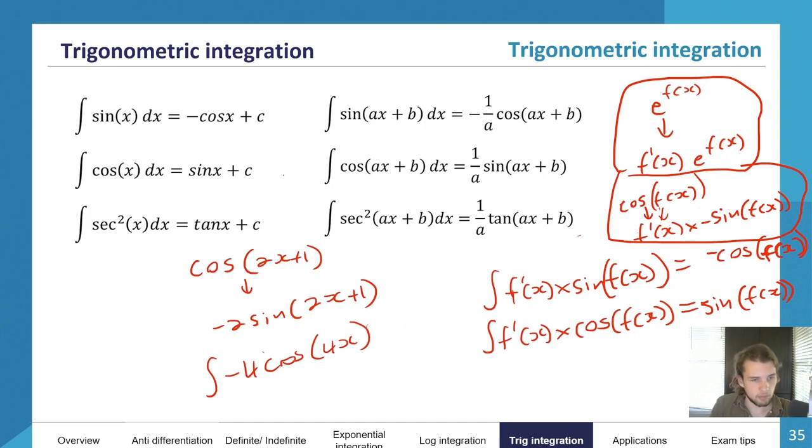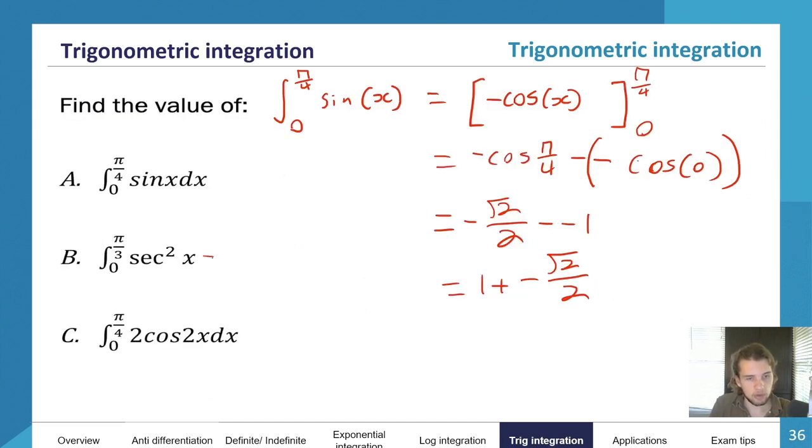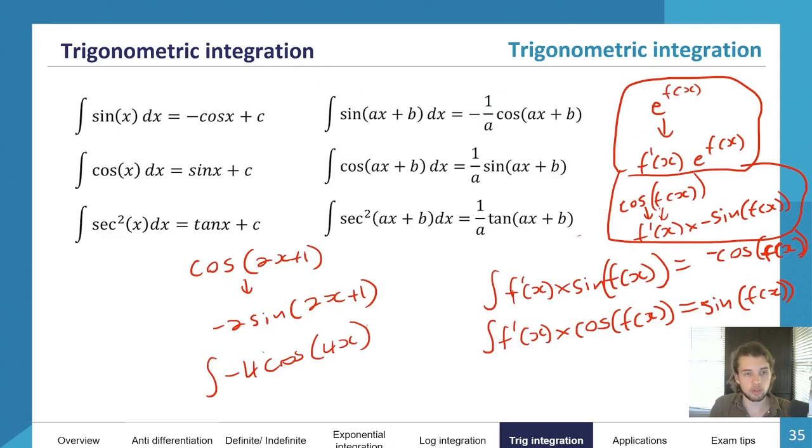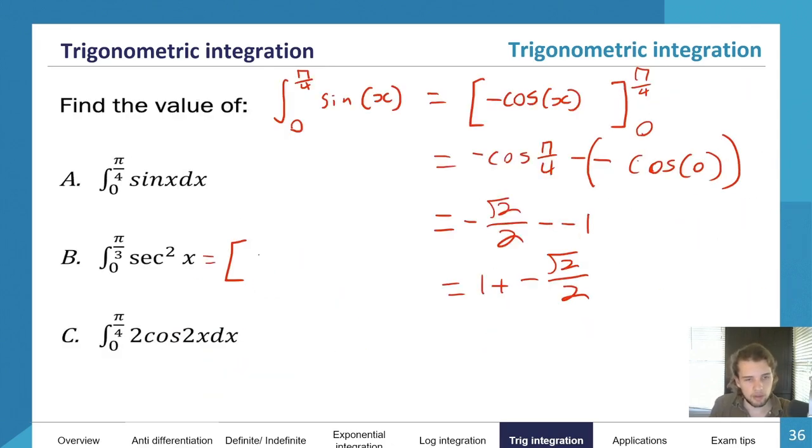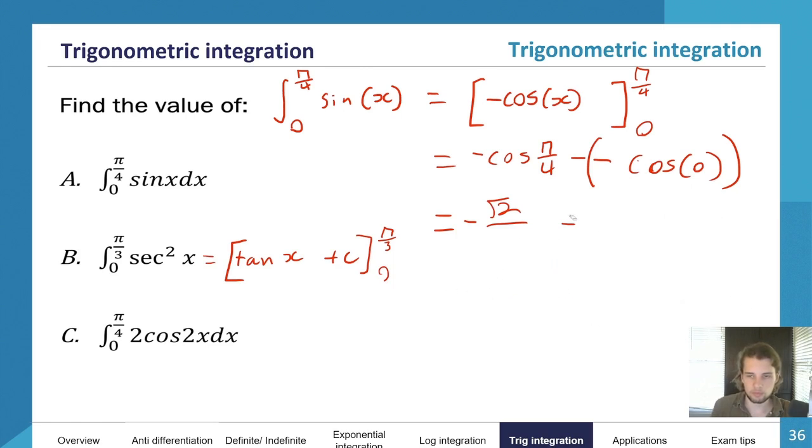So let's apply this formula. So this would be equal to, we have a definite integral, so we want to use those square brackets. Now we have tan x plus c, I think it was. Yep. And then we substitute in pi over 3 and 0. So that is equal to tan pi on 3.